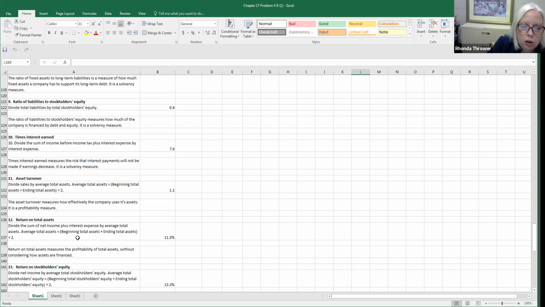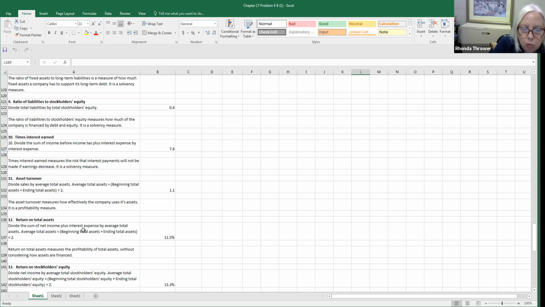The reason that we take the net income plus the interest expense is that we want to add back in the interest expense. It'll show us how much of the company's profitability results from measuring the return on total assets without considering how the assets are actually financed. So interest expense is a part of the financing activities. When you add that back to net income, it kind of takes that interest expense out.